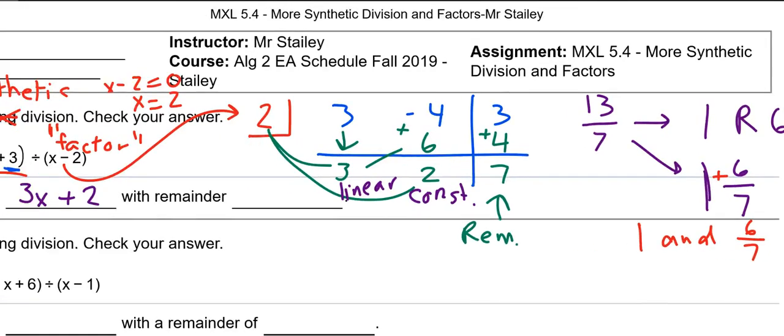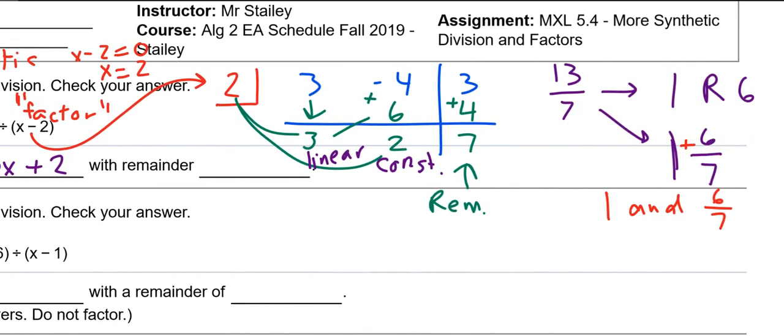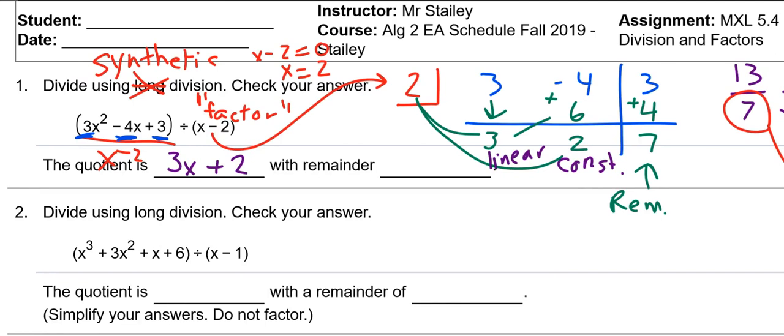So how do I interpret that for this remainder? Notice when you wrote your remainder, here was your remainder, there were 6 left over. Where did this number come from? It came from what you were dividing the whole thing by. So the 7, what are we dividing it by? Oh, the x minus 2. So that's the answer to the question. The quotient is 3x plus 2 with the remainder of 7.